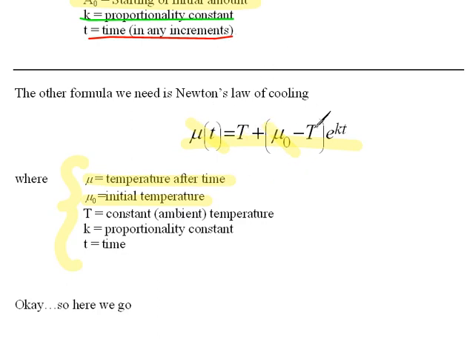The capital T here represents our constant or ambient temperature. This is the temperature of the room or the medium that you're going into when things are cooling down. K again is our proportionality constant, and t is our time. Again, it can be in minutes or hours or whatever we're working with. Generally, when we work with cooling problems, we're talking about minutes.